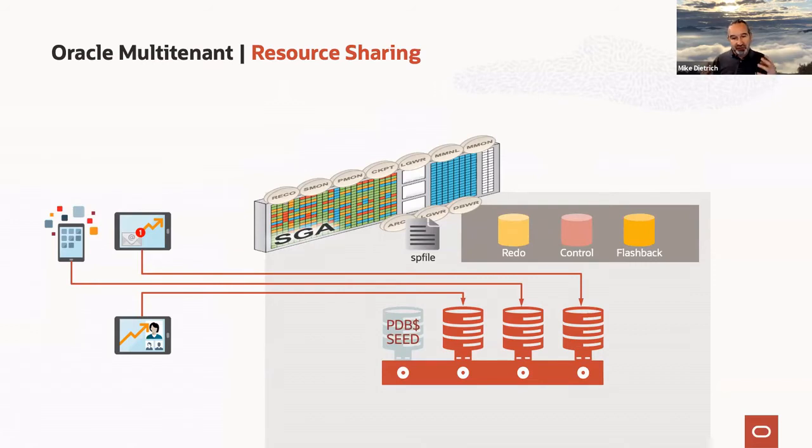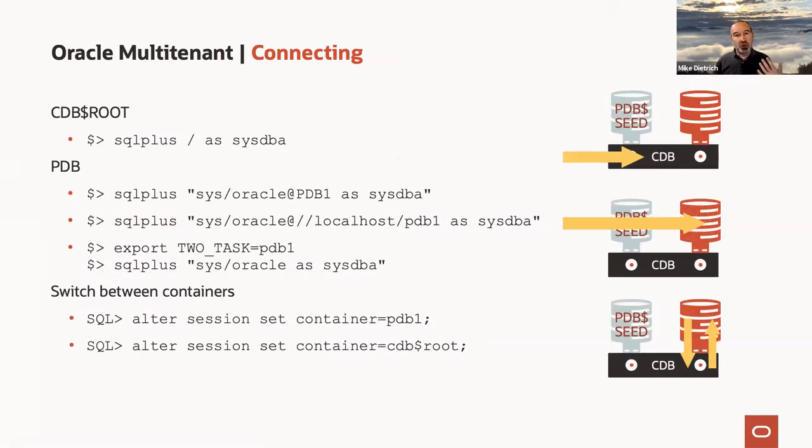And for our CDB and our PDBs, we share the resources. So we have one SGA, we have one set of background processes, we share the redo logs, we share the flashback logs, the control files, and the SPFILE as well. So you can set parameters for a PDB, but they are then not stored in the SPFILE. They are stored in V$SYSTEM_PARAMETER, I think, inside each PDB. So resource sharing, we can use the resources much better. That's the idea here.